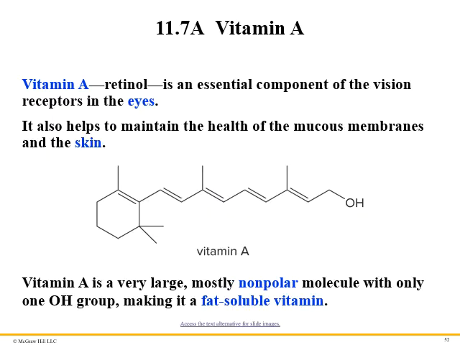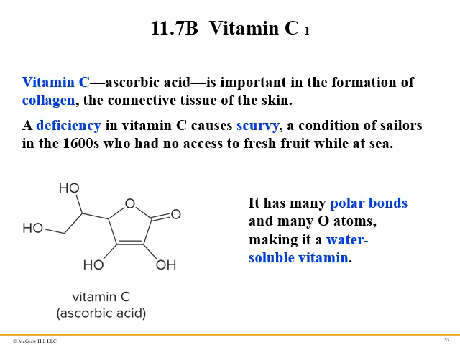If you look at vitamin A, for example, or retinol, it's an essential component of vision, especially in the receptors in the eyes. It also helps to maintain the health of the mucous membranes and the skin. And as you can probably guess, you have a lot of double bonds, a lot of hydrocarbons all around, and just one OH. That means that this system is considered non-polar, so it is a fat-soluble vitamin. Vitamin C, on the other hand, you can already tell from the structure, you have a bunch of oxygen, so it is very polar. So it is a water-soluble vitamin, right? It's vitamin C, ascorbic acid.